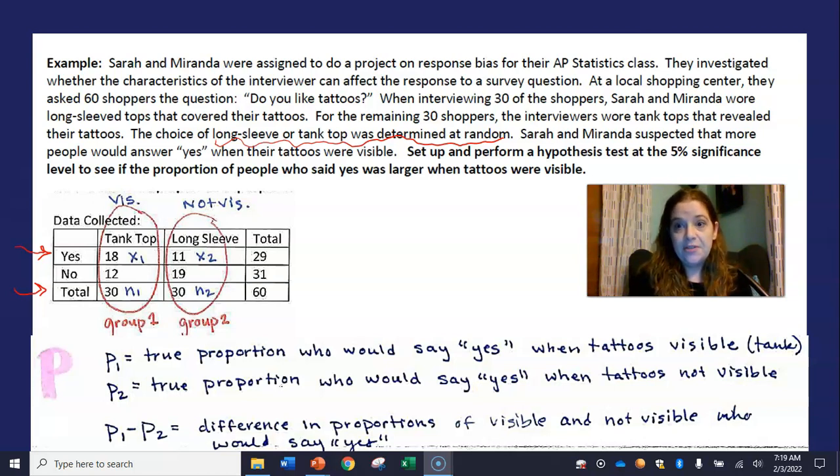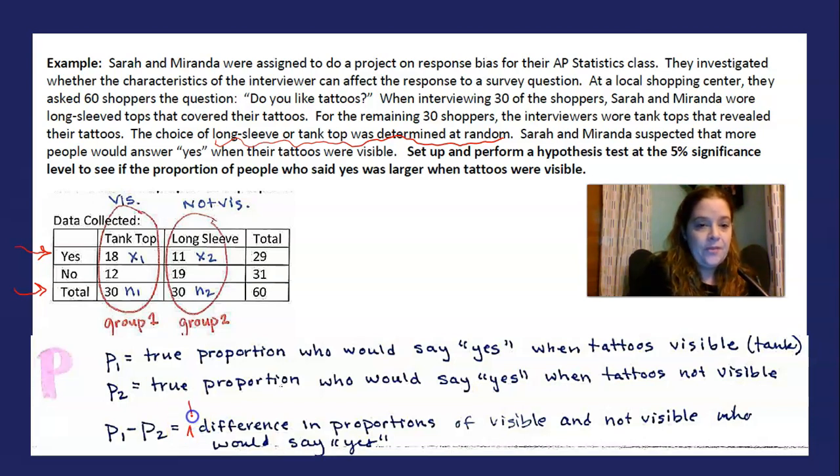You could write it as a difference like we did with confidence intervals yesterday. Like P1 minus P2 would be the true difference in proportions of visible and not visible who would say yes, or something like that. So you don't have to do both of these, but I personally like the first one. So that would be how I would write this.